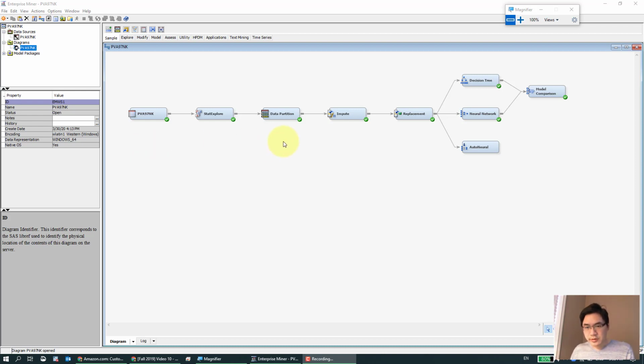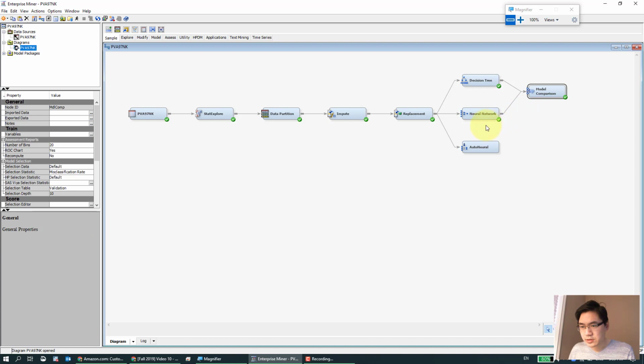Alright, so here's the demonstration for deployment. I have opened the project. This is the same project that I demonstrated in the previous video last week. It's the donation dataset, using the PV-A97NK dataset. Assuming that I have trained my best model here, the best model turns out to be the neural network. It's slightly better performing than the decision trees.